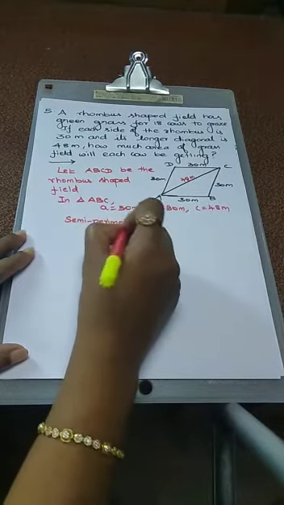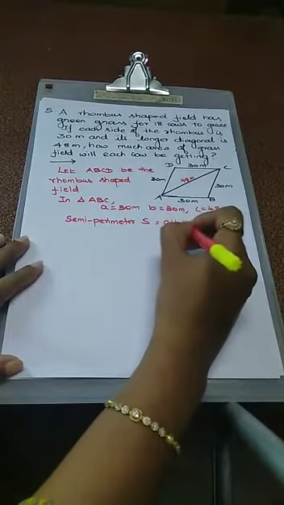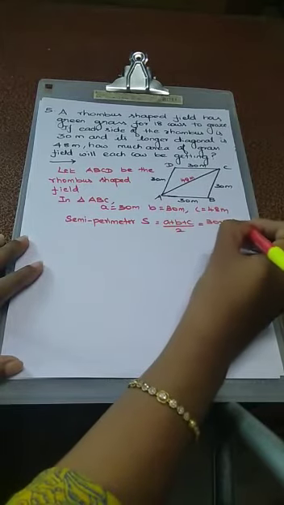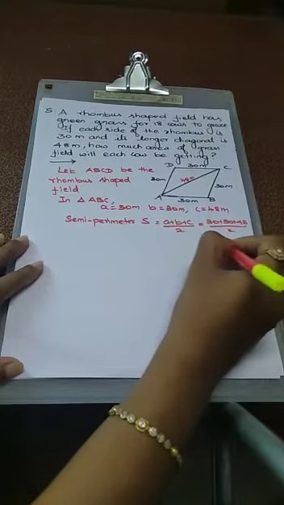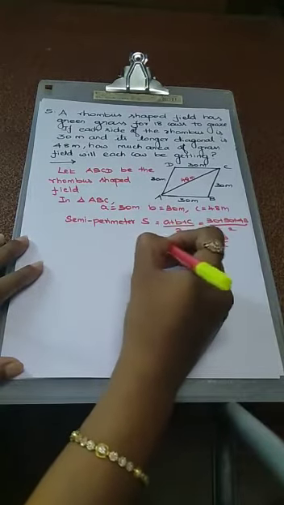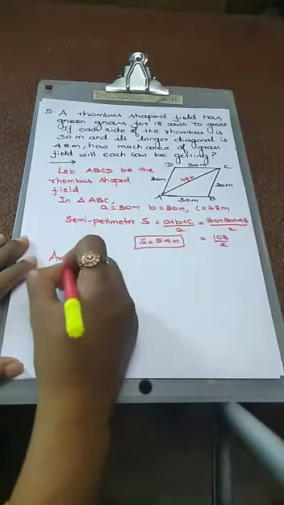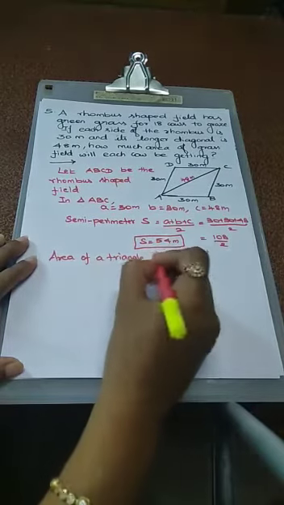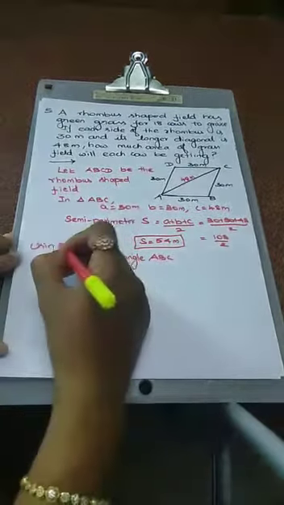So what is the semi-perimeter formula? That is S is equal to A plus B plus C divided by 2. So 30 plus 30 plus 48 divided by 2, that is 108 by 2. So what is the S value? 54 meter. So we calculated the S value. Next we calculate the area of triangle ABC using Heron's formula.